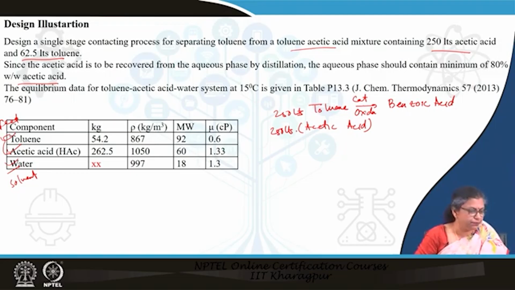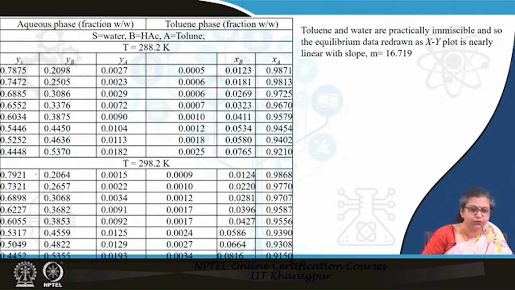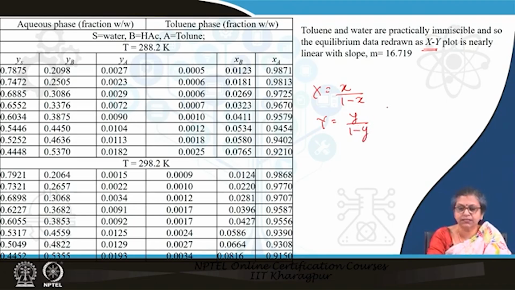I will show you the equilibrium data. If you see, you will find that more or less toluene and water are practically immiscible. So, therefore, I have not drawn it here. If you represent the equilibrium data in terms of mole ratios, the mole ratio of acetic acid in the toluene phase and in the water phase, you will get a linear graph with m equals 16.719.